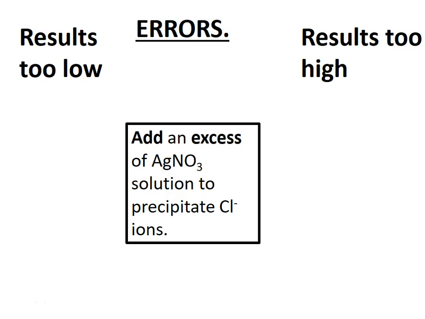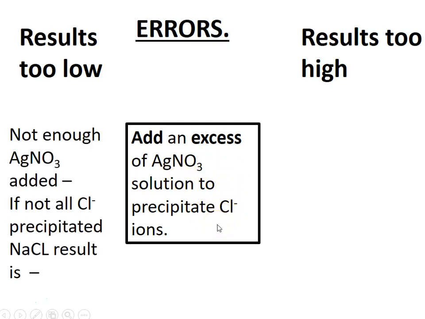So we need to add an excess. Excess means too much silver nitrate to make sure that we've got enough silver to precipitate all of the chlorine ions. If you didn't add heaps of silver nitrate, then maybe not all the chlorine ions would precipitate. So you'd have some chlorine ions with no silver attached to them, and when you washed it all through, those chlorine ions would wash through. They wouldn't stay in the salt. So your silver chloride would be too low, so your salt would be too low, so your percentage would be too low.